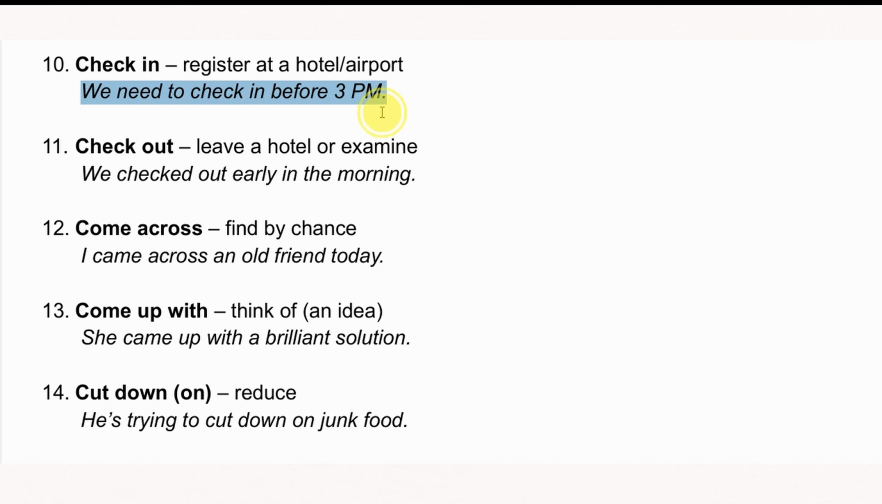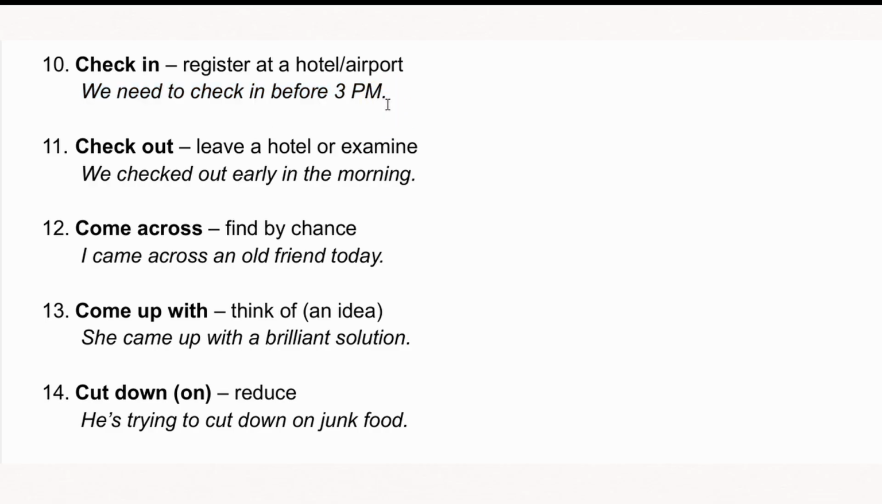We need to check in before 3 p.m. Maybe why before 3 p.m.? Maybe if we check in after 3 p.m., all the rooms will be occupied, will be taken. To check in, this is to register at a hotel or airport.